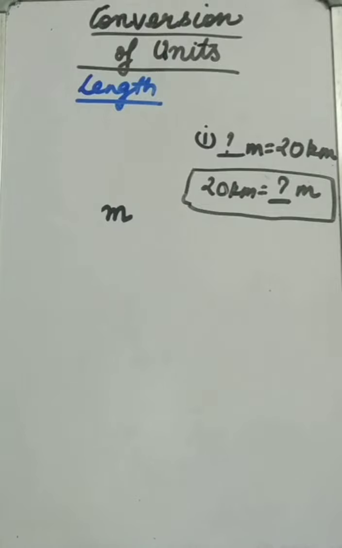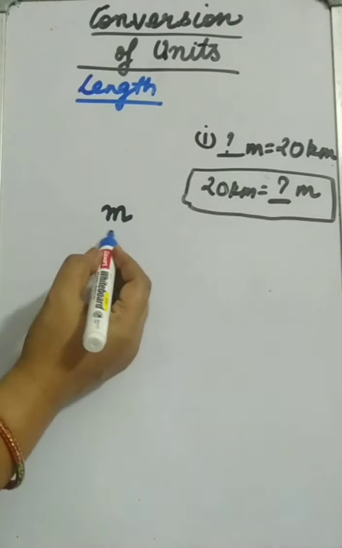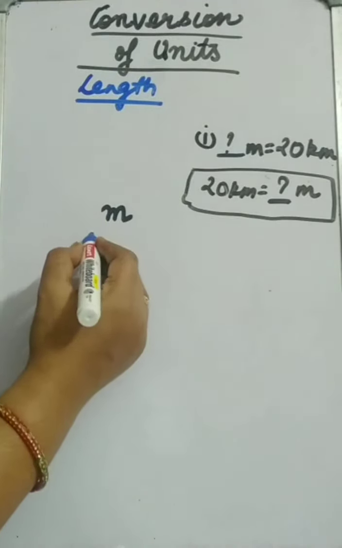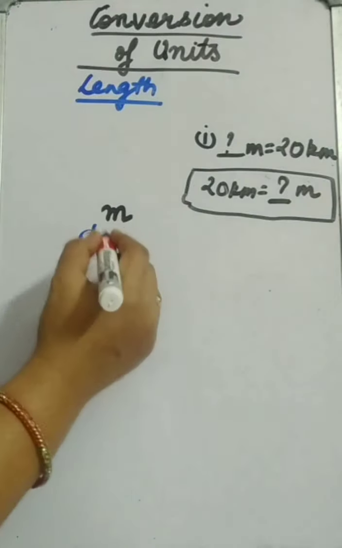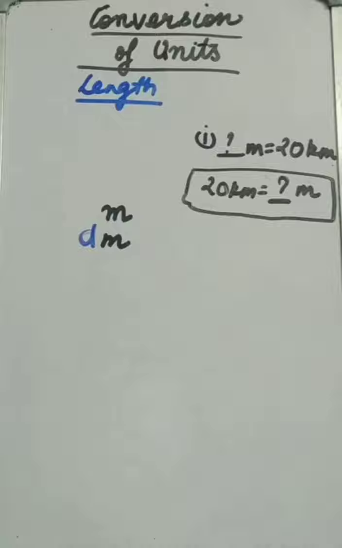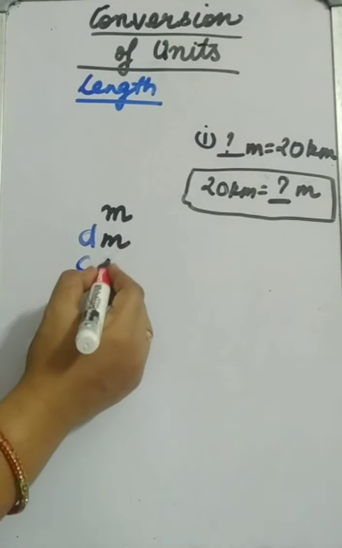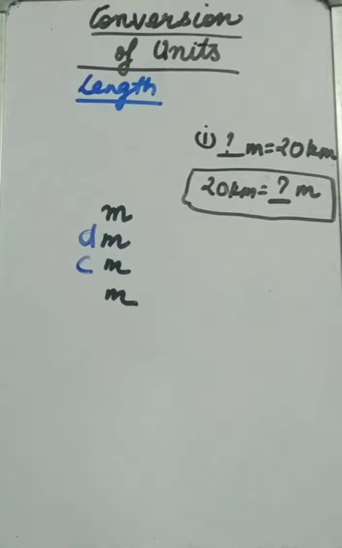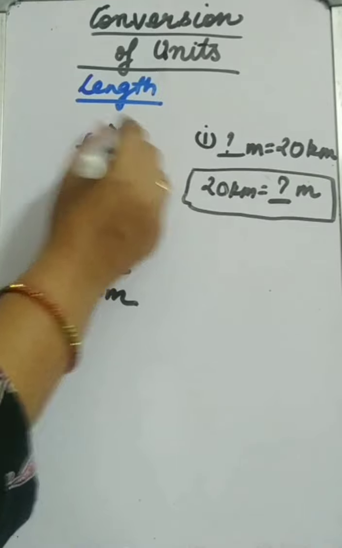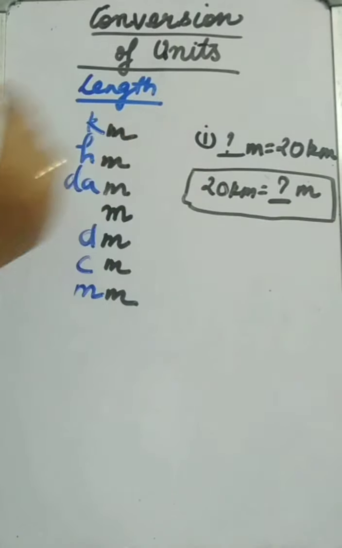For that, let's first write all the units of conversion. Meter, then decimeter, then centimeter, then millimeter, the submultiples. Then the higher ones, the multiples, are decameter, then hectometer, and last is kilometer. There are various units we know, but I'm going to basically talk about these basic units.